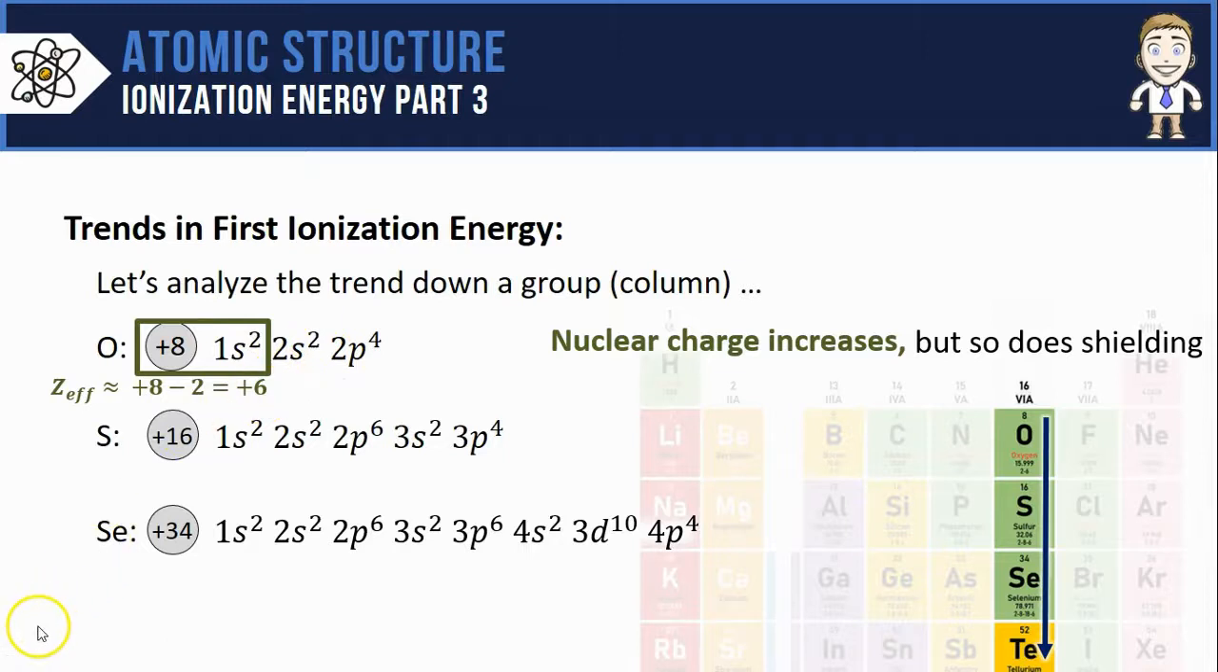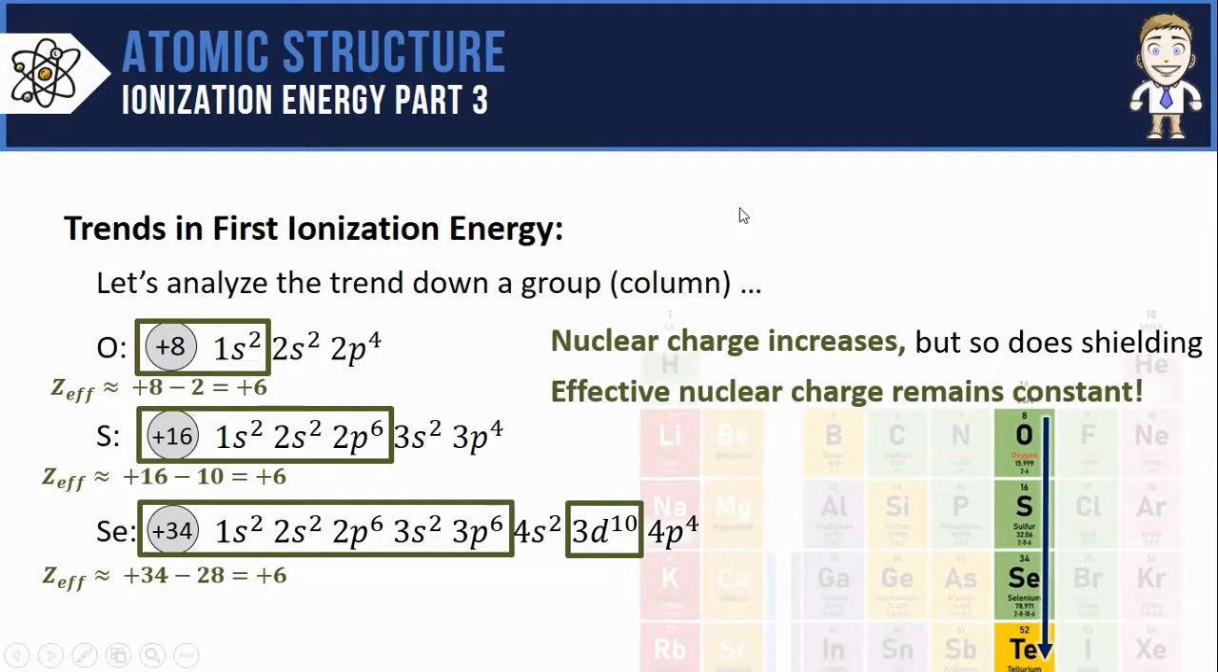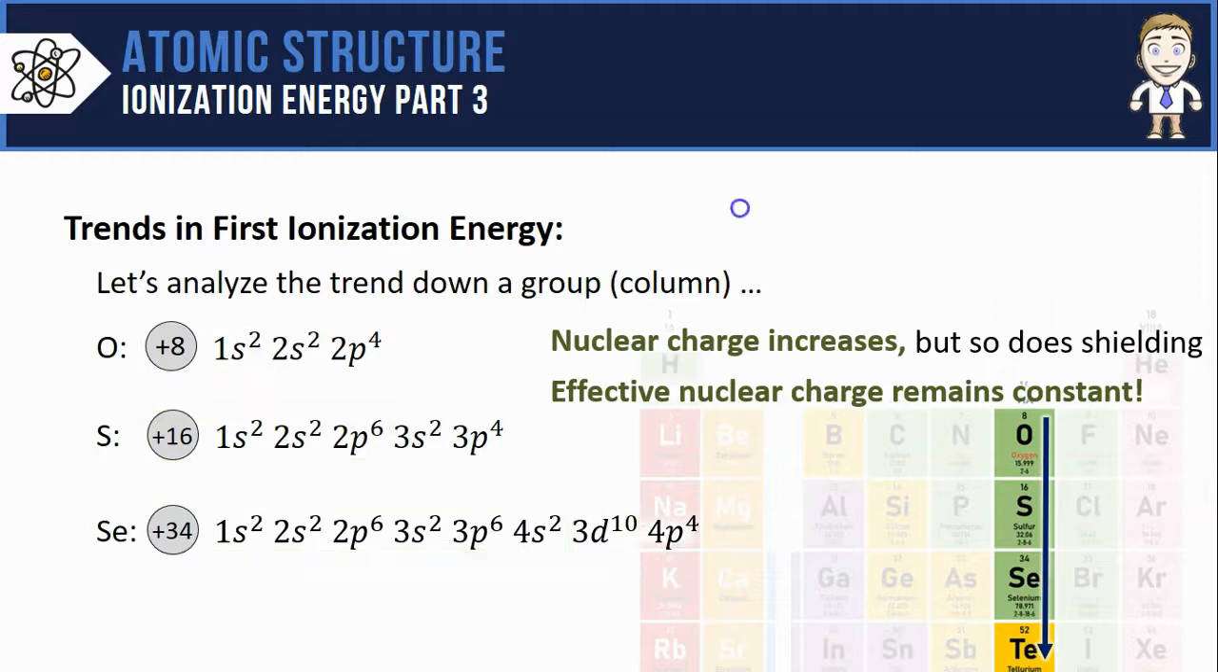If we do the same thing for sulfur, you'll see that its +16 nuclear charge is shielded by a lot more electrons, 10 of them. Factoring in those 10 shielding electrons means that sulfur has an effective nuclear charge equal to oxygen's, +6, and if you do it for selenium, you get the same result. So within a column, just like we've seen before, the effective nuclear charge remains constant. That means we can't use it to explain any differences in ionization energy.